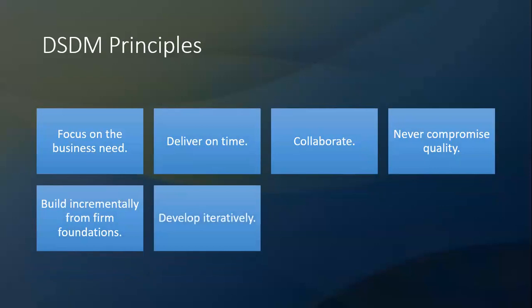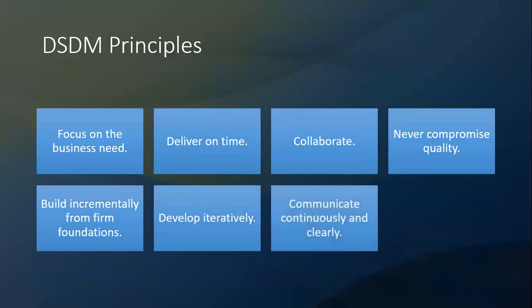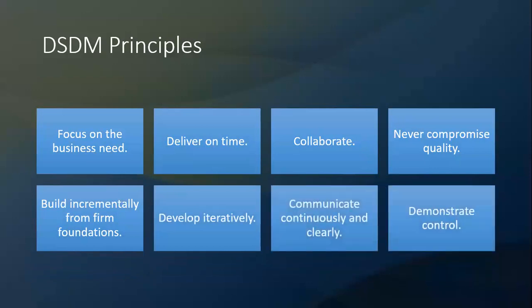From firm foundations, develop iteratively, communicate continuously and clearly, and demonstrate control. So let's talk about these in a little bit more detail. Let's go under the hood. So when we talk about focus on business need, the team understands the business needs and priorities. There's continuous business commitment throughout development. So I'm going to be ticking these off one by one as we cover them.